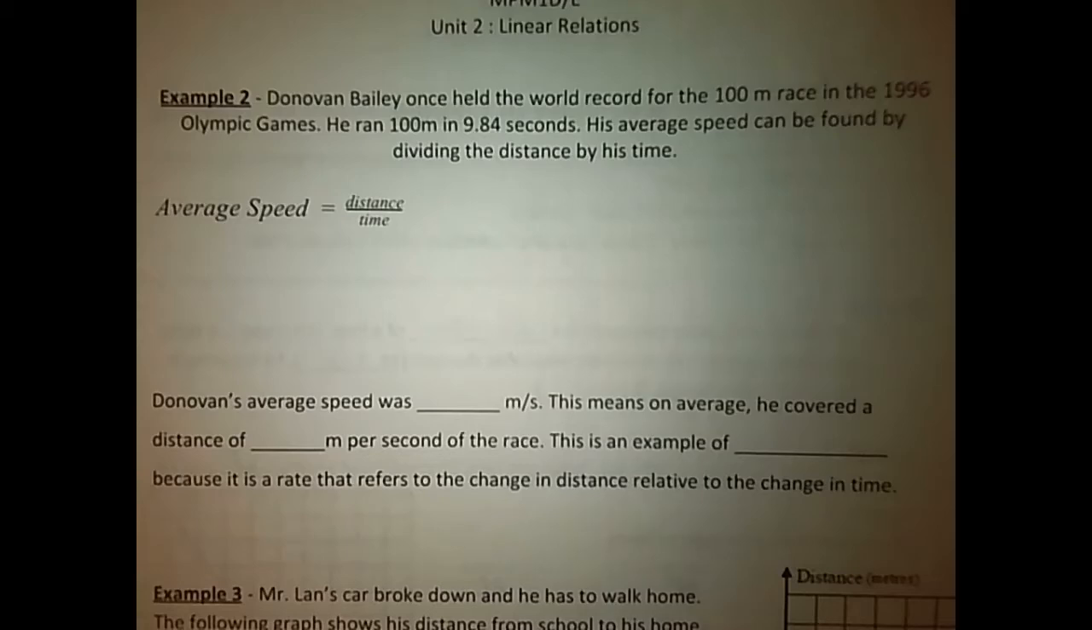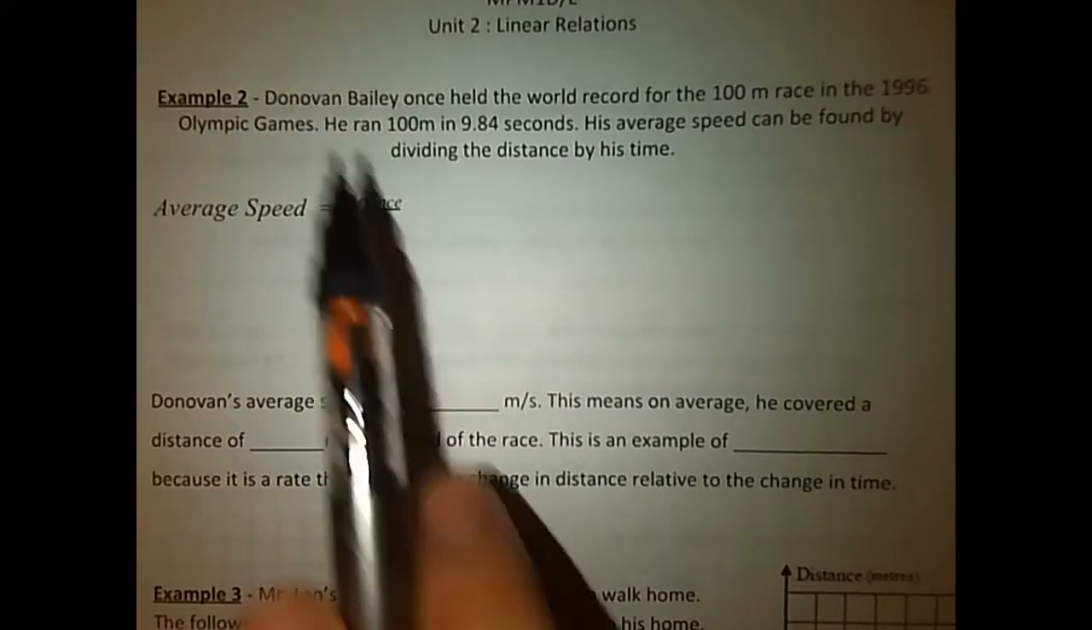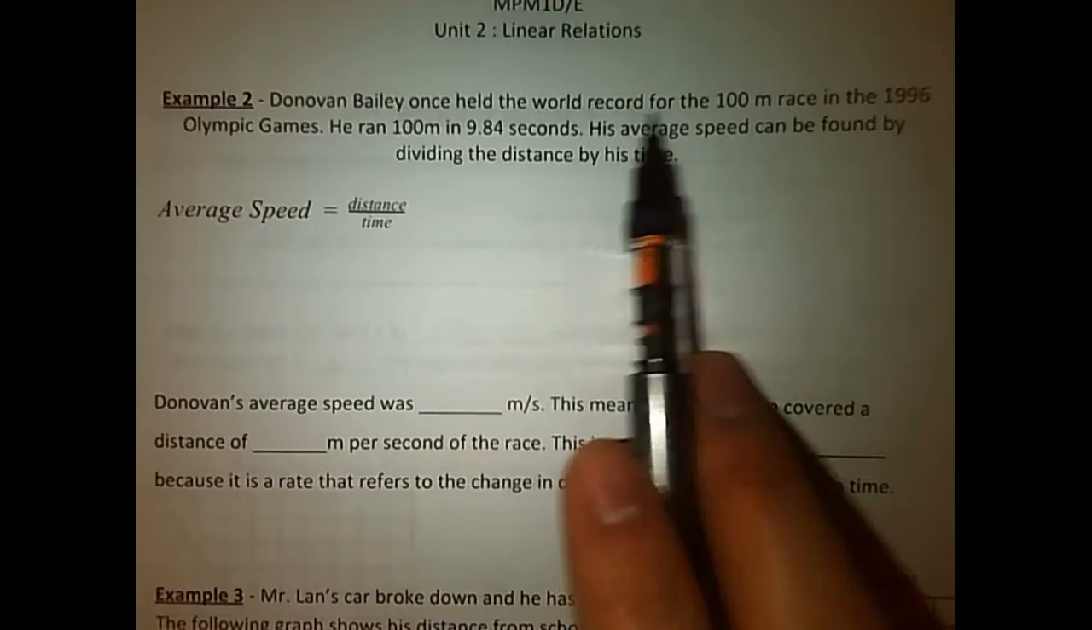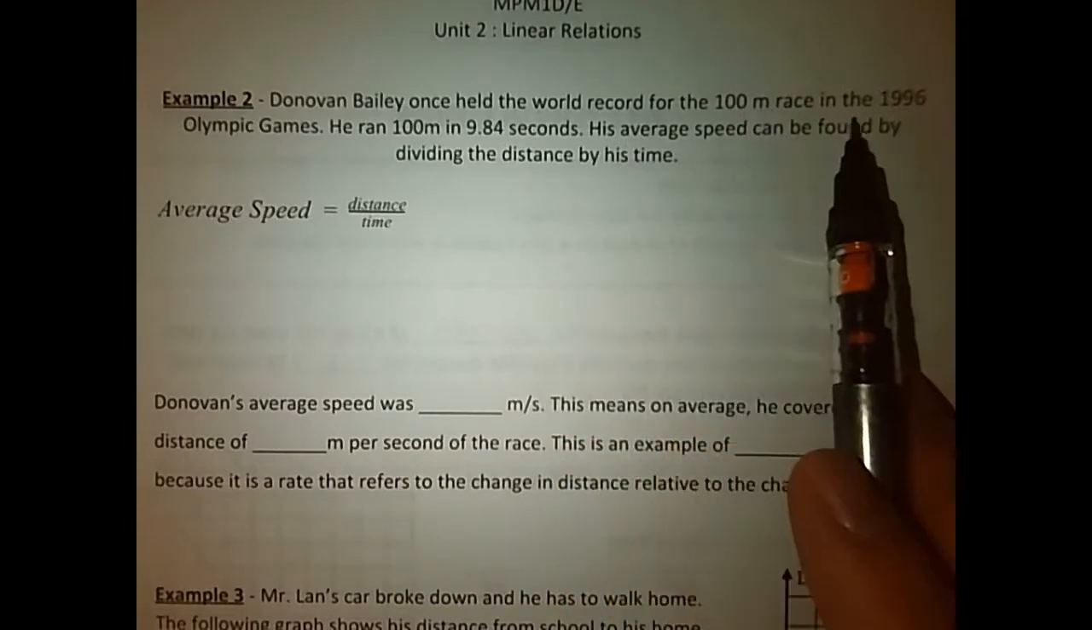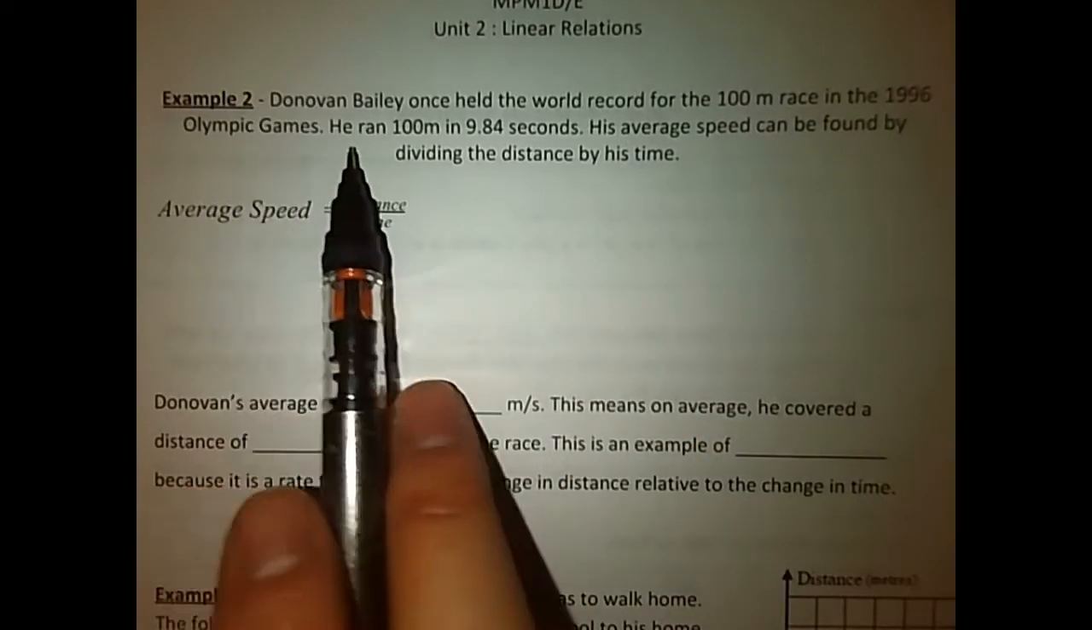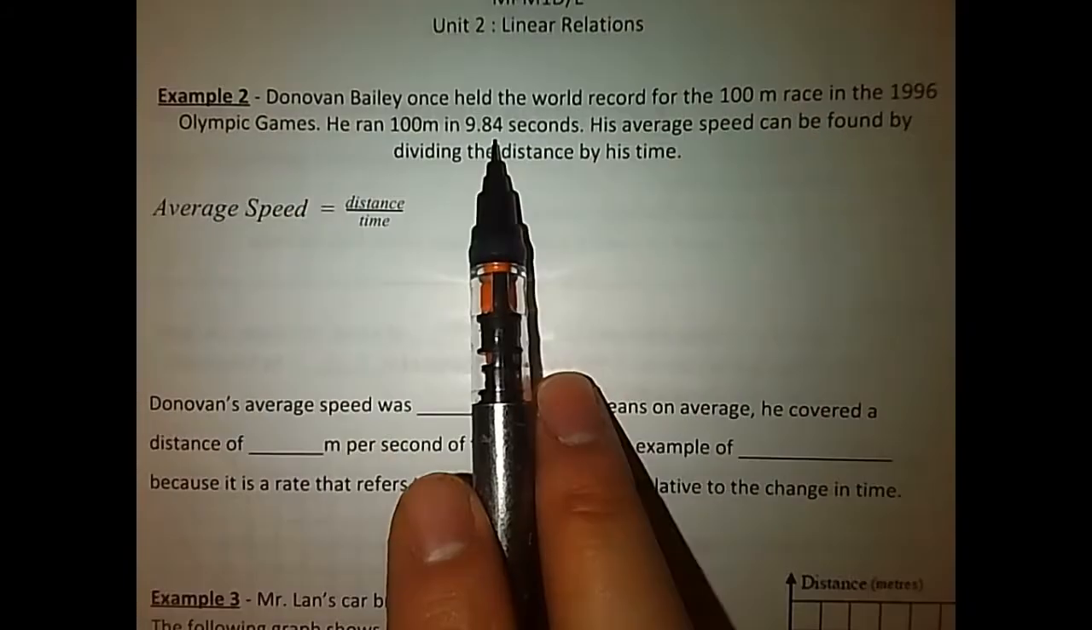So we've seen rate of change, or you've seen rate of change, probably, in daily life, but we're just going to kind of associate it with what rate of change is now. As an example, Donovan Bailey once held the world record for the 100-meter race in the 1996 Olympic Games. He ran 100 meters in 9.84 seconds.